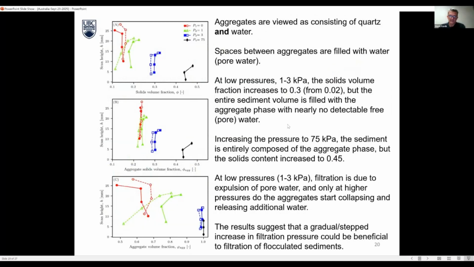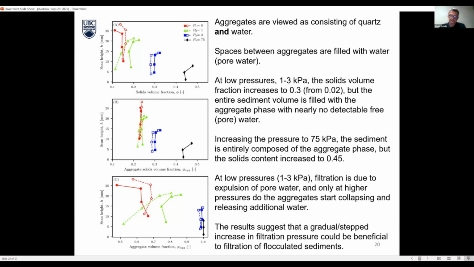So these are some of our filtration results. Again, microfiltration in that cell, and then after a step filtration test we moved the cell to the micro-CT apparatus. Just to define a few terms, aggregates in our discussion consist of quartz and water. We step pressure, right?